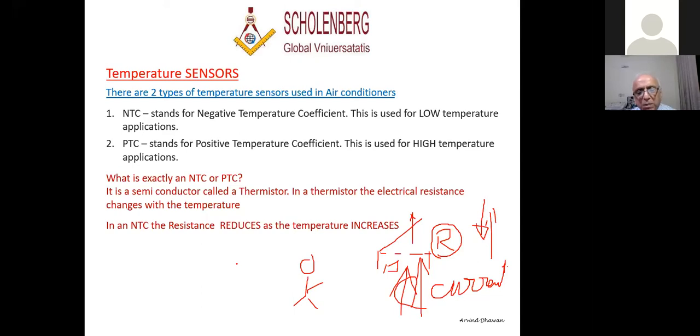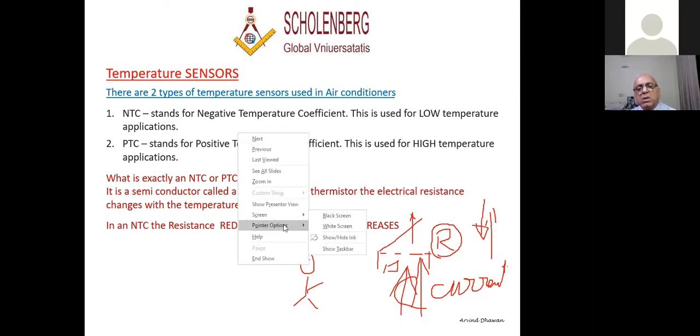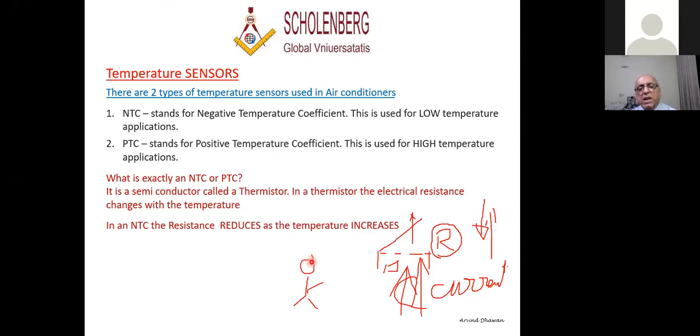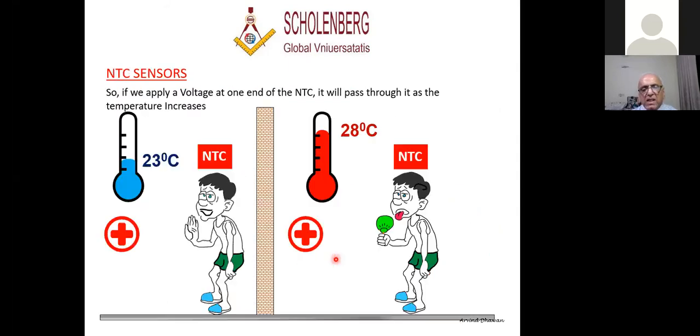So let me go to the pointer options and go back to laser pointer. Okay. I'll go to the next slide. There you are. Take a look at this very carefully.